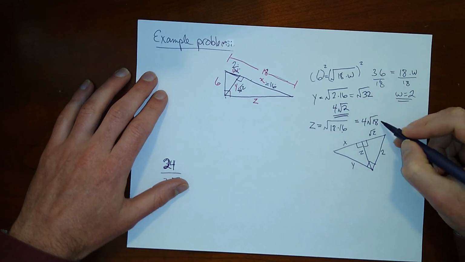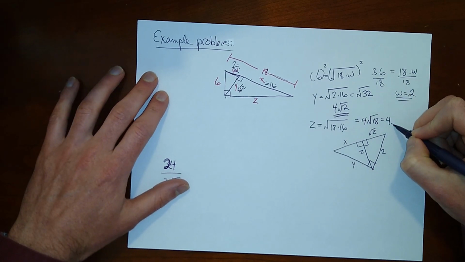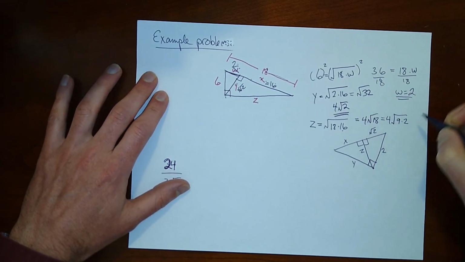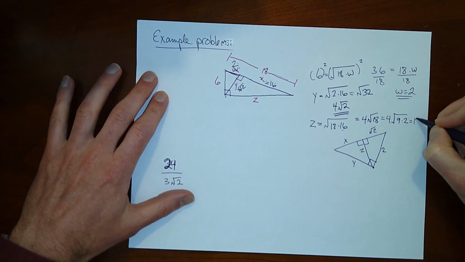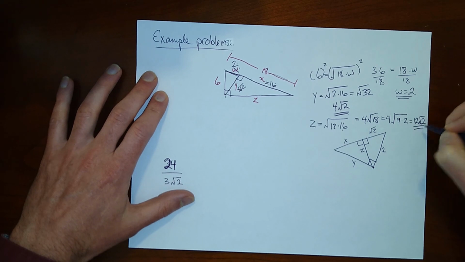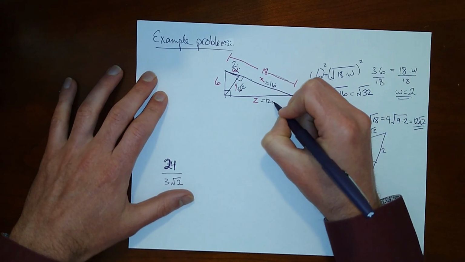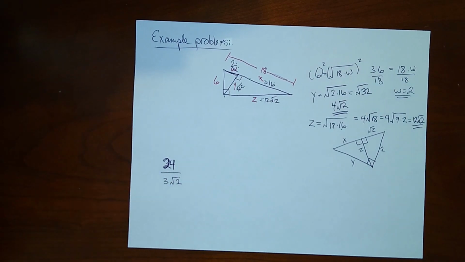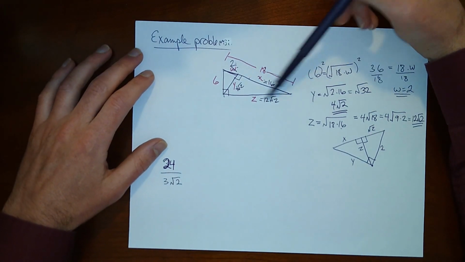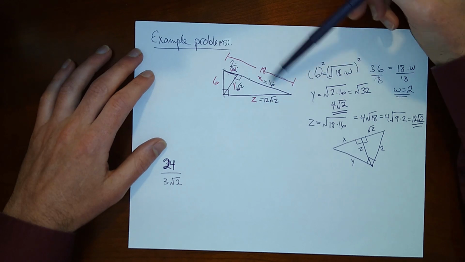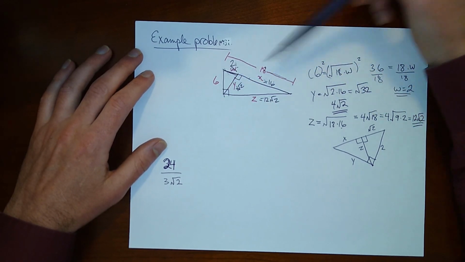Root 18 can be broken into 9 times 2. So I get 4 times 3 times 2. So this is 12. Z is 12 root 2. Okay, and so using that theorem and the corollaries which are attached to it, we were able to find all 4 of these unknown pieces given only 2 parts of this triangle.